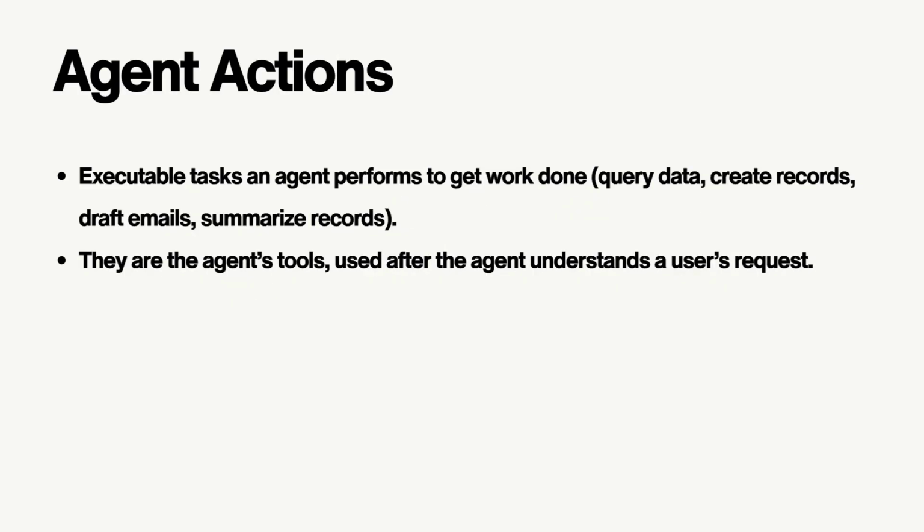An agent action is a specific executable task that an agent can perform to get work done, such as retrieving account data, drafting an email, creating a record, summarizing a record, and many other things. Actions are the tools an agent uses to act once it understands a user's request.